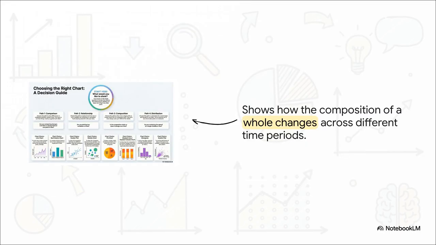But when you need to show how that composition shifts, like how your revenue sources have changed over the last 4 quarters, the stacked column chart is an absolute game changer. You can see two things at once, how the total amount is changing and how the little pieces inside it are changing. It's so powerful.